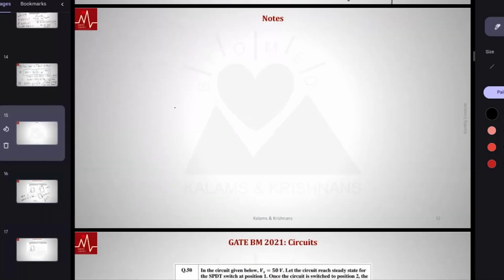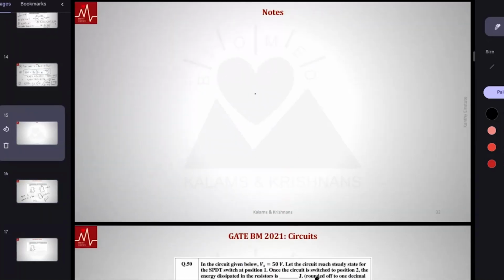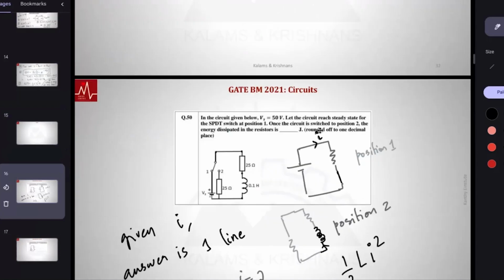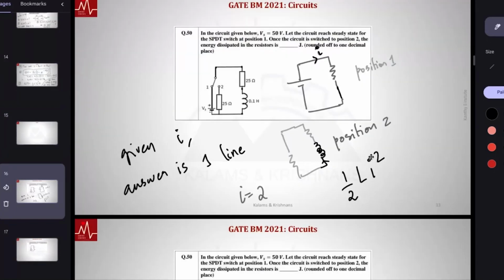Great, we have an empty slide. I'll put the units here: Henry, Farad and so on. So the answer here is 0.5 times the inductor, 0.1 Henry, times I squared, where I squared is 4. This is the energy, in joules, that is eventually dissipated. That's the answer. I'll explain it in more detail in tomorrow's class.